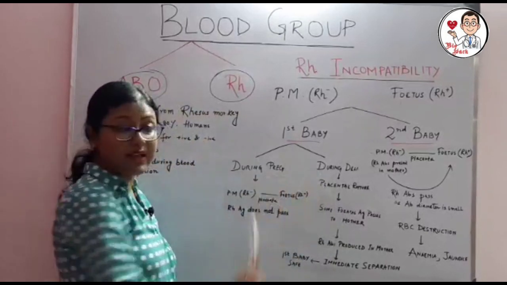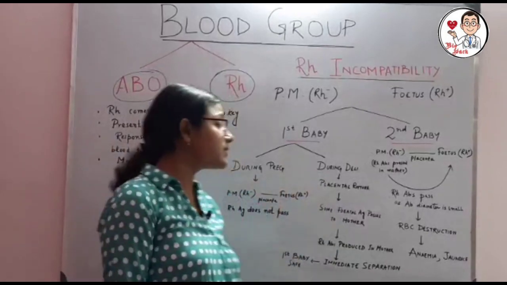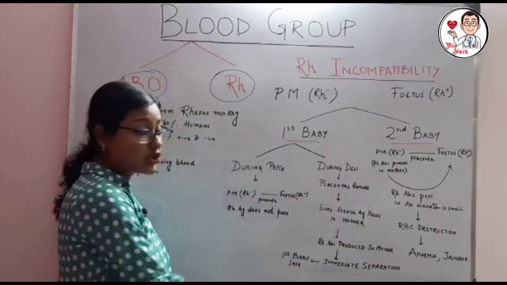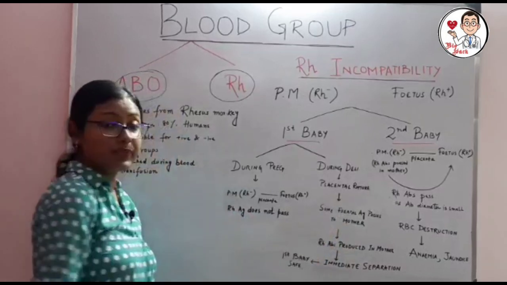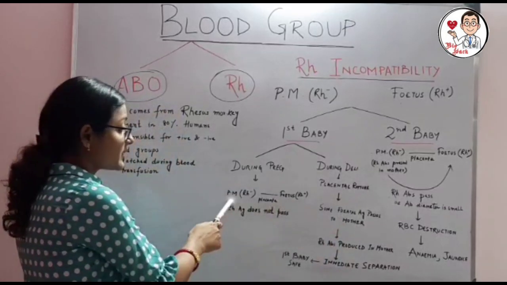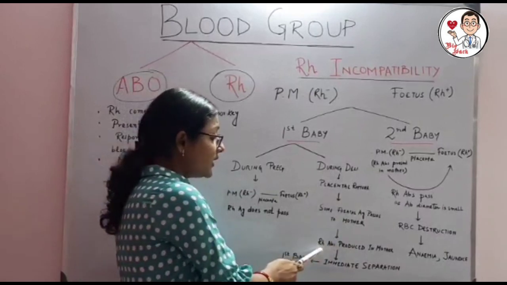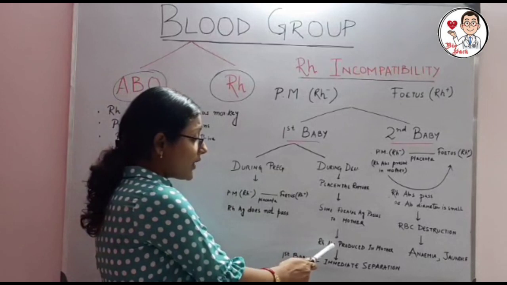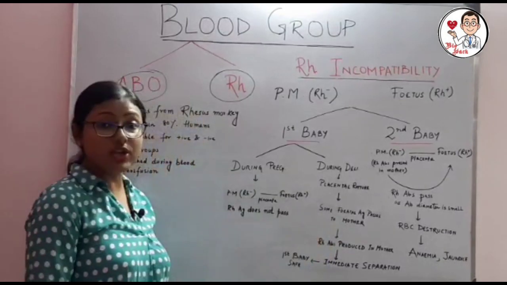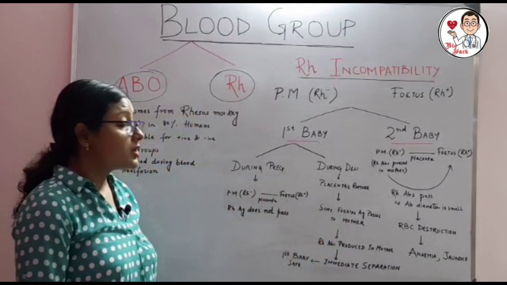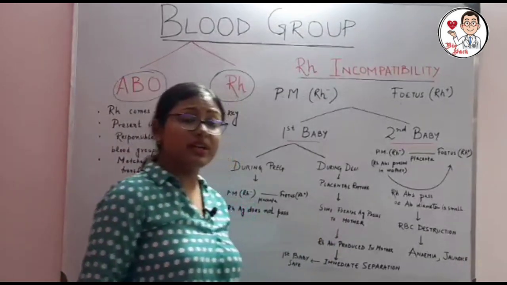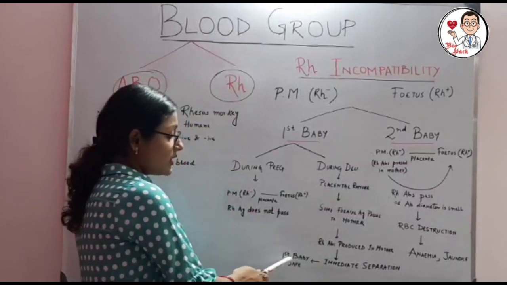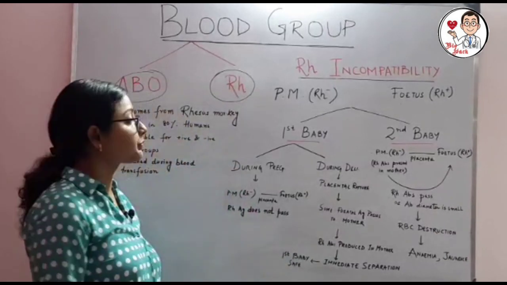Okay. Now, what happens during delivery? During delivery, there is a placental rupture. The placenta ruptures, and so what happens? Some of the fetal Rh antigen passes to mother. Now, these Rh antigens in mother induce Rh antibody production. Okay. Now, the baby is separated immediately from the mother, and so the baby is safe. First baby is safe.